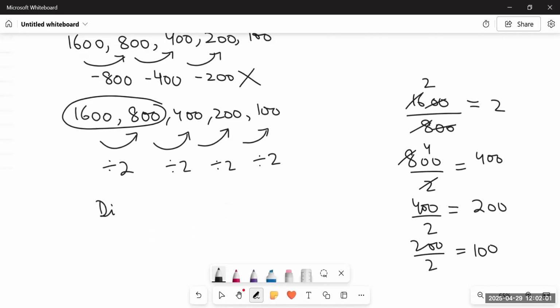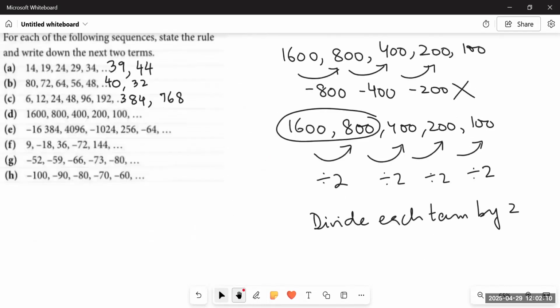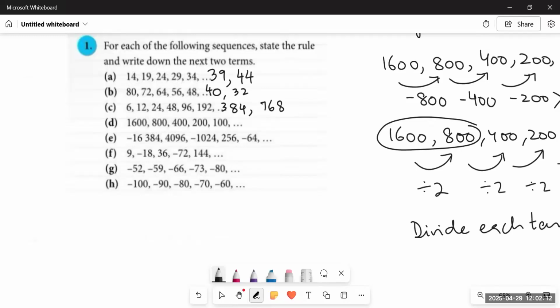So what are we going to write? We will write: divide each term by 2 to get the next term. If the last number is 100 and we have to find the next two numbers, 100 divided by 2 is equal to 50. 50 divided by 2 is equal to 25. What about the very next term? Instead of writing it in decimals, you can write 25 upon 2, or you can write it as 12 whole 1 upon 2.